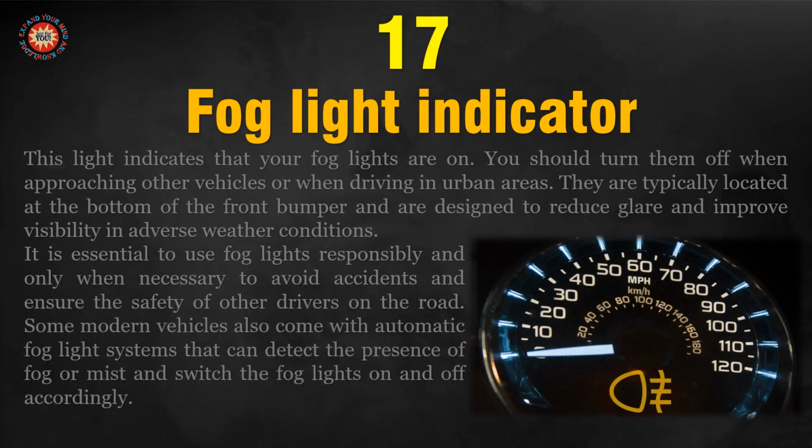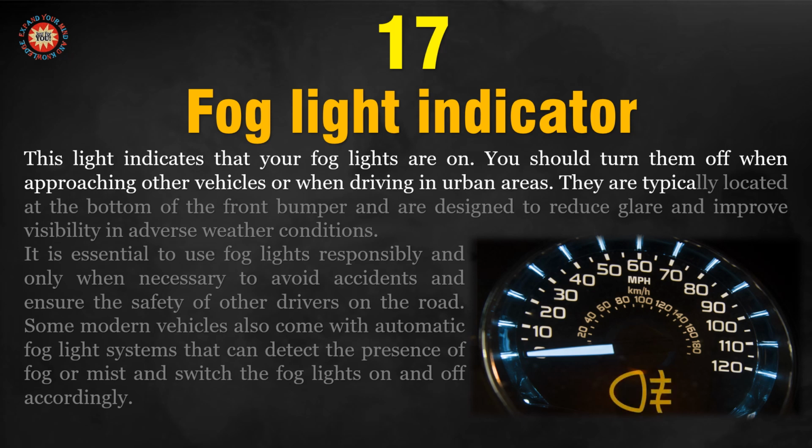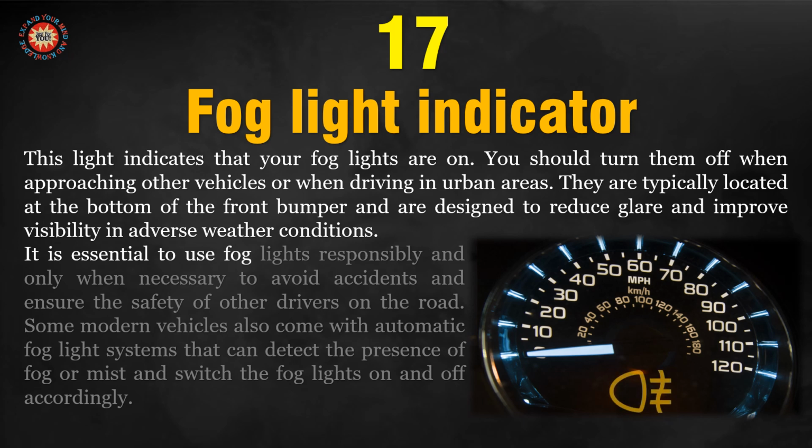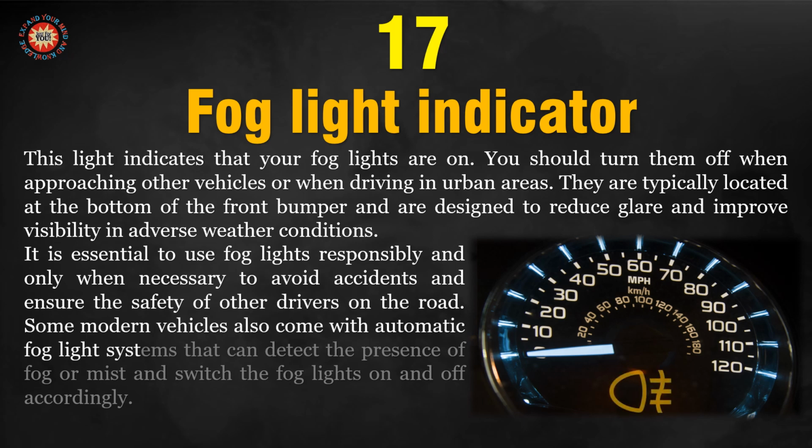Symbol 17. Fog light indicator. This light indicates that your fog lights are on. You should turn them off when approaching other vehicles or when driving in urban areas. They are typically located at the bottom of the front bumper and are designed to reduce glare and improve visibility in adverse weather conditions. It is essential to use fog lights responsibly and only when necessary to avoid accidents and ensure the safety of other drivers on the road. Some modern vehicles also come with automatic fog light systems that can detect the presence of fog or mist and switch the fog lights on and off accordingly.